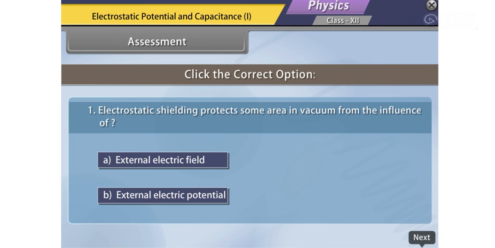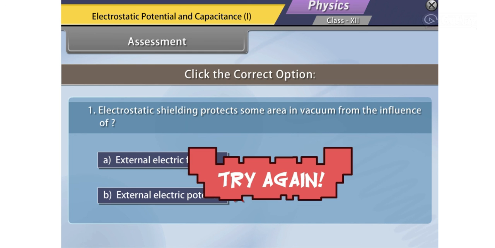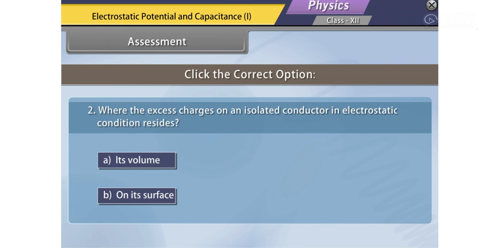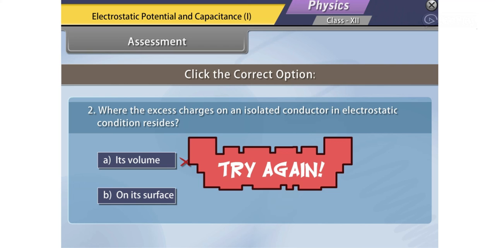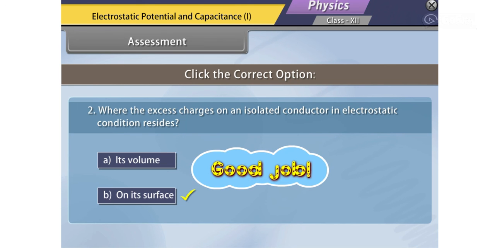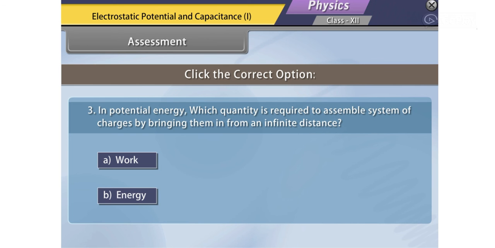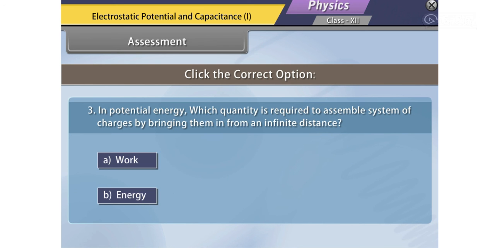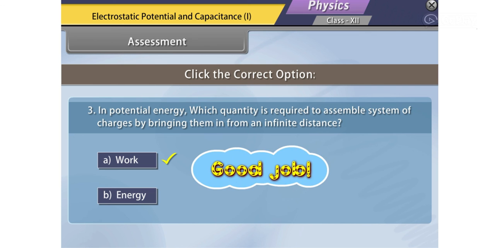Assessment. Before proceeding further, let us know how much you have learned. Click the correct option. Try again. Good job.